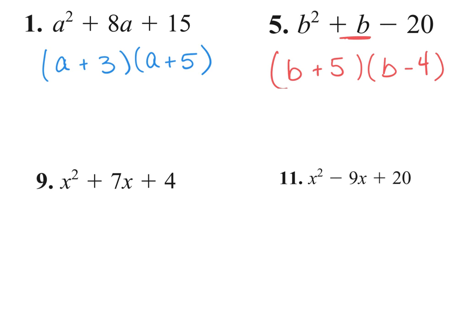Both positive, both negative. From this, it says it should be both positive. Are there factors of 4 then that add up to 7? 1 and 4 and 2 and 2. What's the problem? Neither of those work. So what do we call this? Prime.